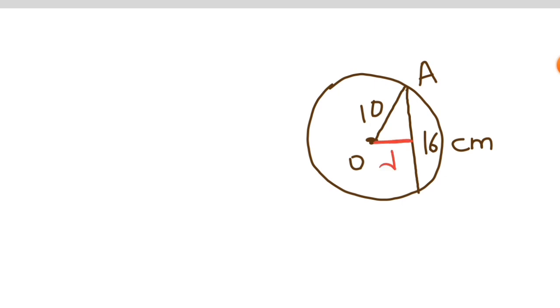Let's see how. So this is a circle. If you draw like this and just name it as O and A. So this is our radius. So radius is 10 centimeters. Now draw a chord, which is 16 centimeters. Now our question is the distance of the chord from the center. So this one they are asking. Let's see how to find this.